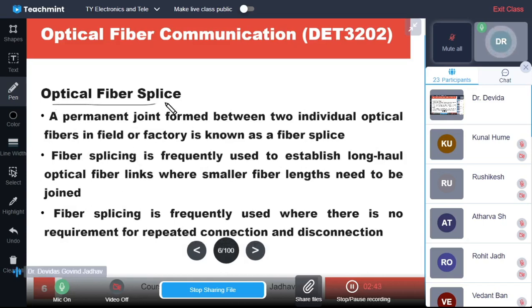Fiber splice, in which a permanent joint is formed between two individual optical fibers, in the field or in the factory. So splicing is frequently used to establish long haul optical fiber links where small fiber lengths need to be joined. Splicing is frequently used where there is no requirement of repeated connection and disconnection. It is a permanent connection.